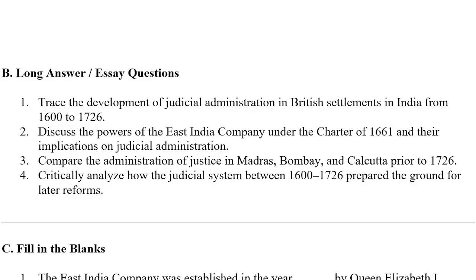Calcutta was acquired by 1698. A governor and council was appointed for Fort William. The name of the fort in Calcutta is Fort William. The administration of justice was rudimentary. Company officials decided disputes informally. This is how justice was administered during the British settlements in India from 1600 to 1726.